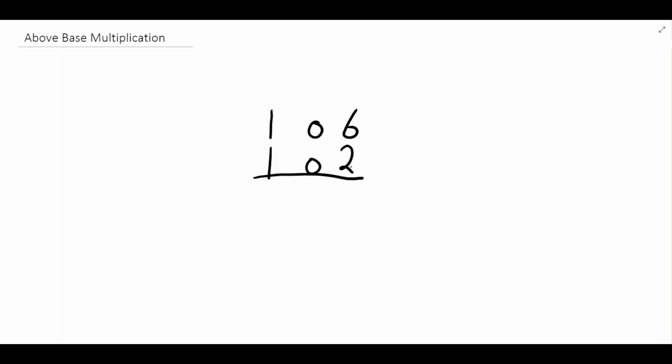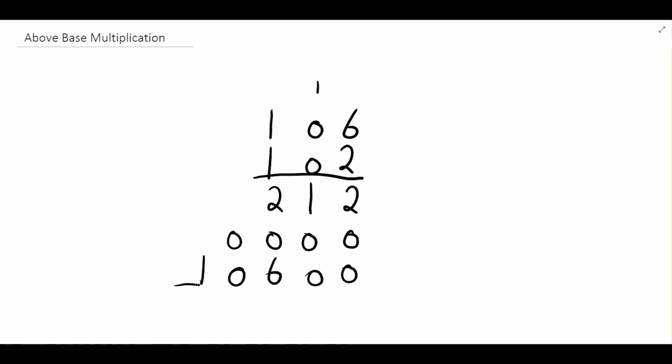What you do is 6 into 2, 12, 2 and 1 carry, 0 into 2, 1, 1 into 2, 2. And next you put a 0 for tens, and now everything into 0, so 0, 0 and 0. Next you put two zeros because it's hundreds, and 106, so 6, 0 into 1 is 0, and 1 into 1 is 1. And the final answer you get is 2, 1, 8, 0, 1. Am I right?